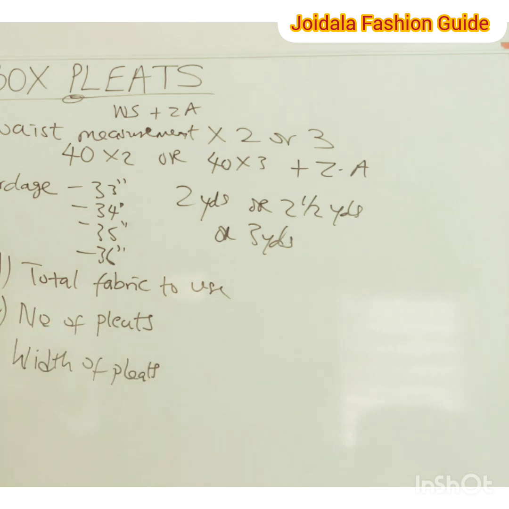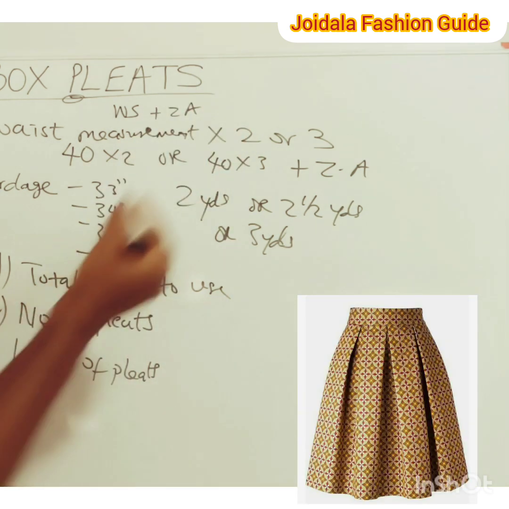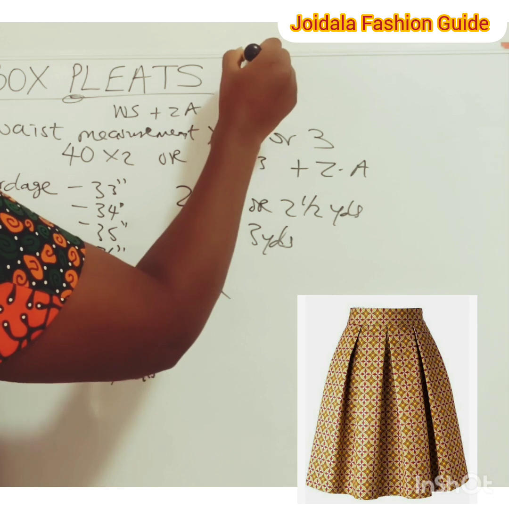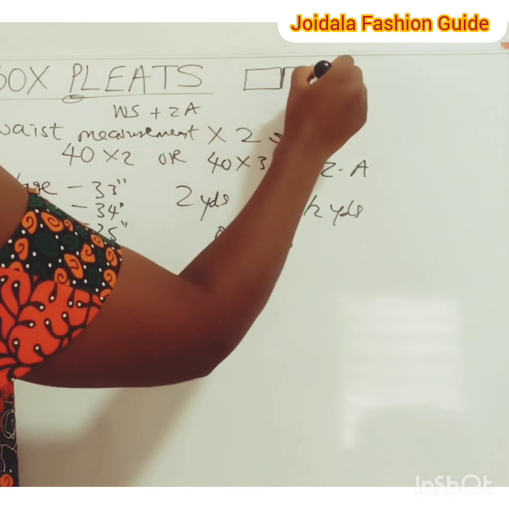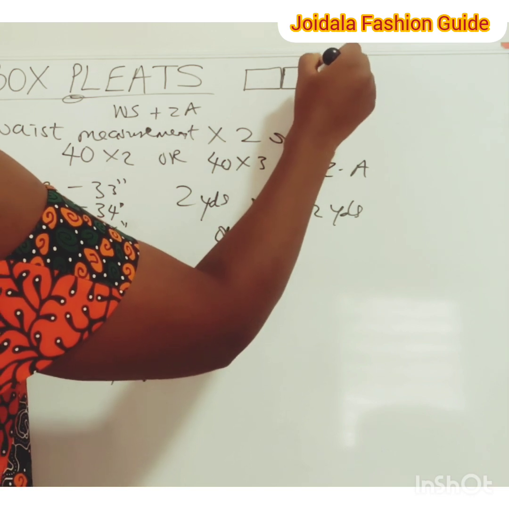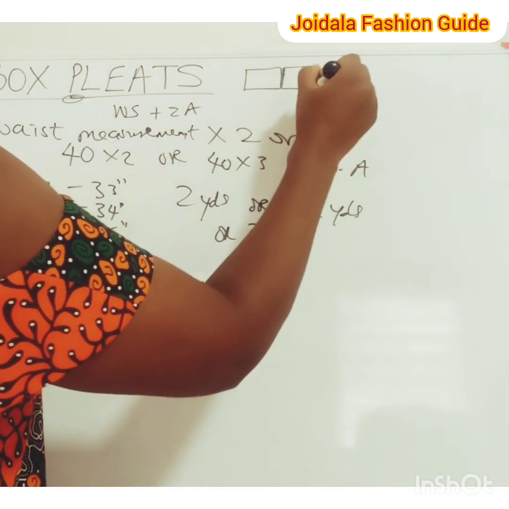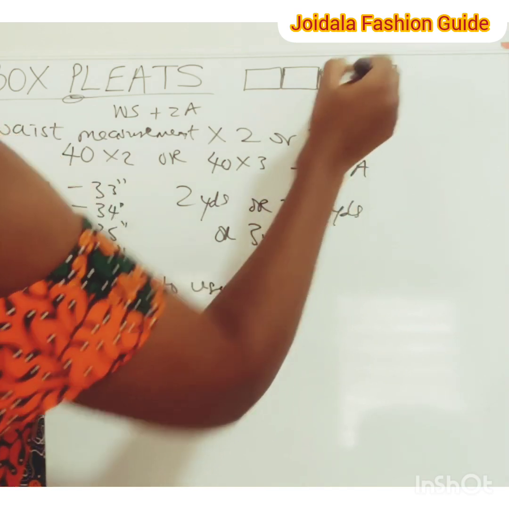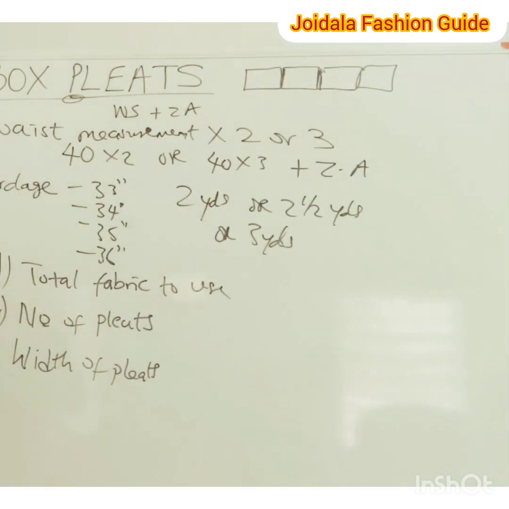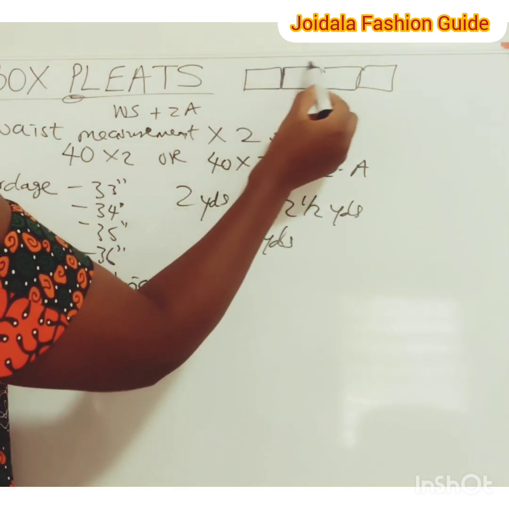A box pleat, most times looking at that picture, the pleats are very close to each other. There is no space in between. They are very, very close together. And then another striking thing about the box pleat is that they are of the same width.